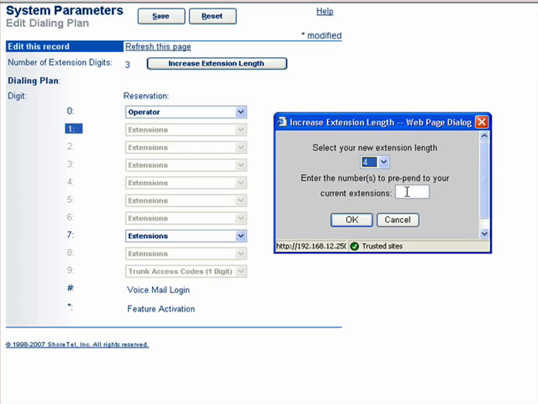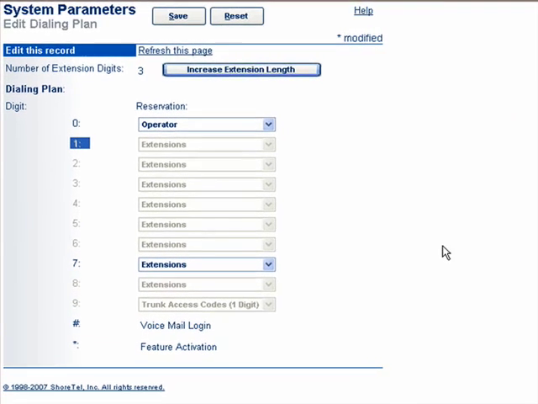The next question I'm going to be asked is, what do you want to put as the first digit in front of everything that already exists? So if I put a 1 here, that means that anything that was previously assigned extension 400 will now be 1400. So we have to carefully consider the ramifications of digits and what they mean. And the dialing plan is, in my opinion, the single most important decision you're going to make about your installation.